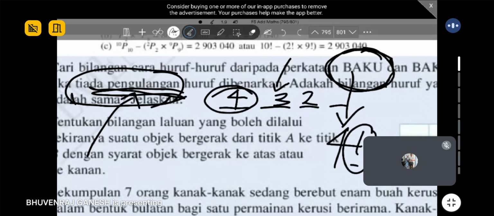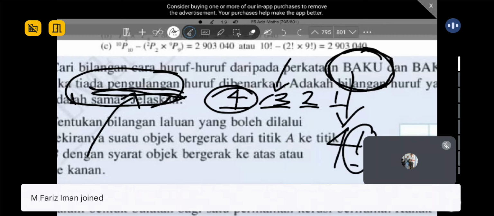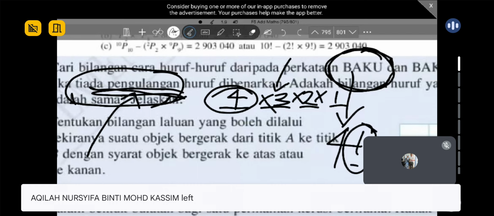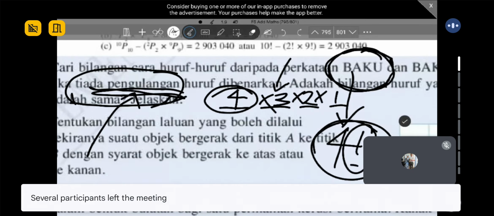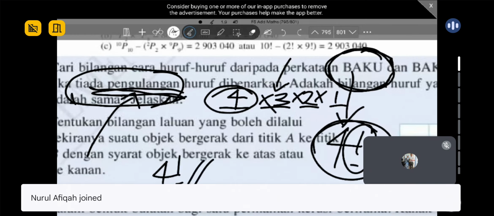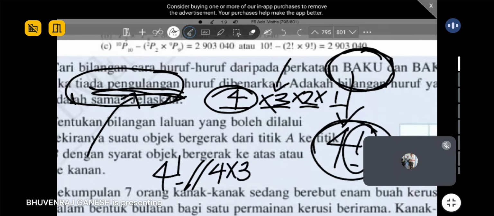Okay, so you follow to 1. Just continue to decrease by 1. So you times all of this. Okay, kamu darab semua yang ni. So you will get the answer of 4 factorial, which is 24. Okay, so you can either write 4 factorial or you can write as 4 times 3 times 2 times 1. Both of it is the same meaning. Dua-dua membawa maksud sama. Alright, so yeah, that is the number of way for Baku.